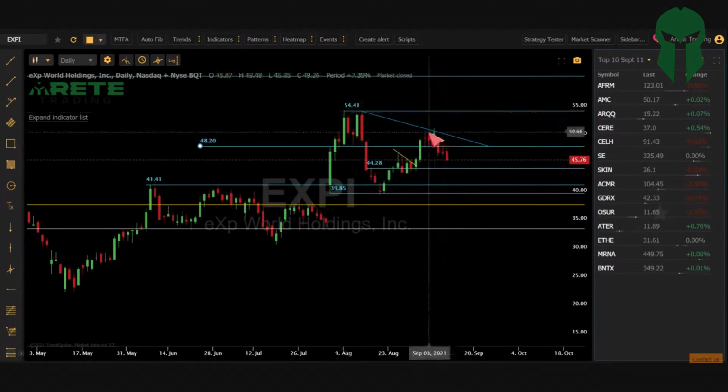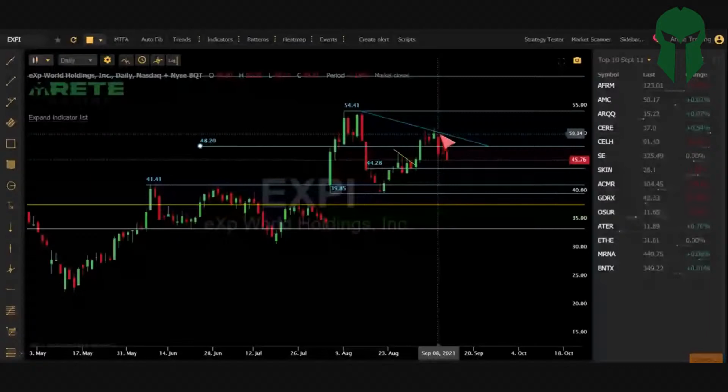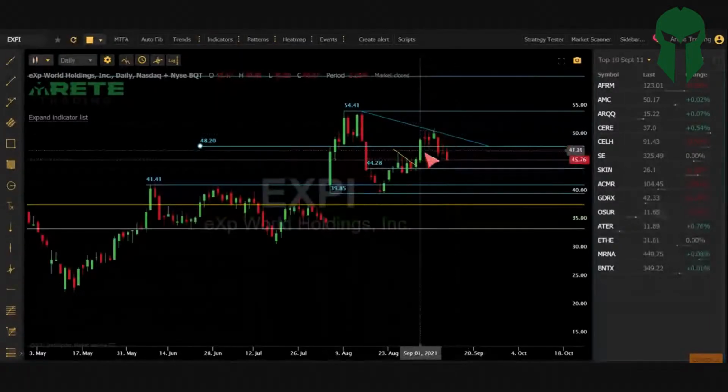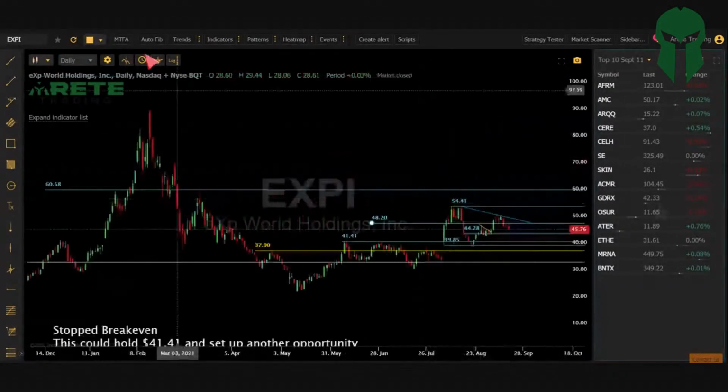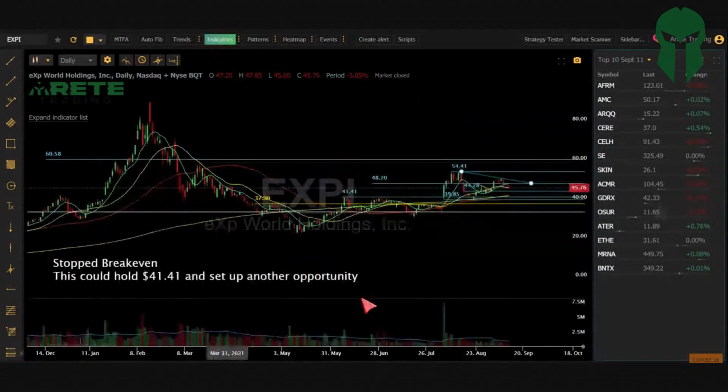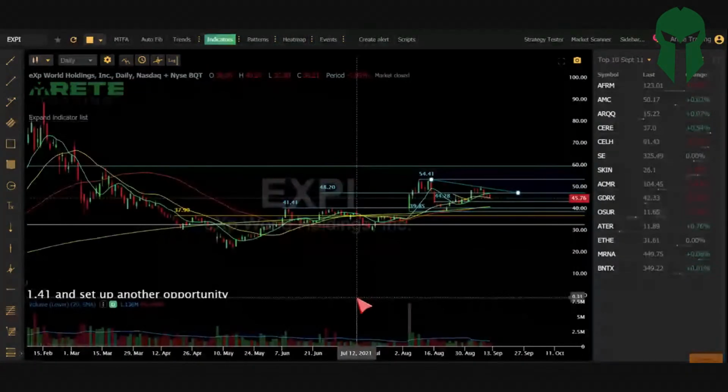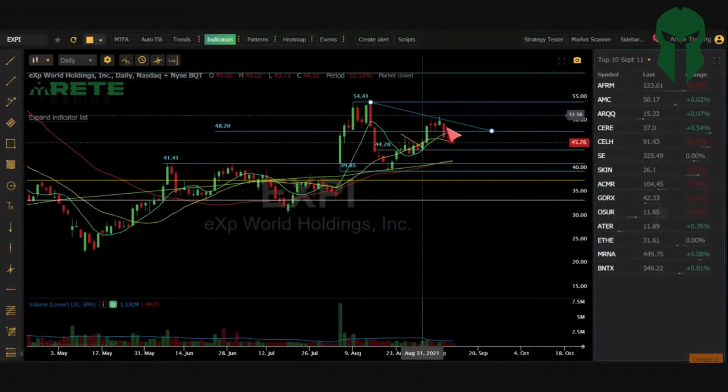EXPI, see this level? See how you can't break it? What did we form? An evening star. What happened? Sliced right through it. No need to go near this. Throw in your bells and whistles. It clearly tells you you're having an issue. You just got to let it play itself out until it breaks that line.